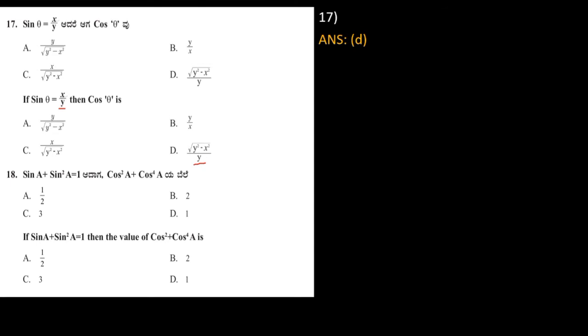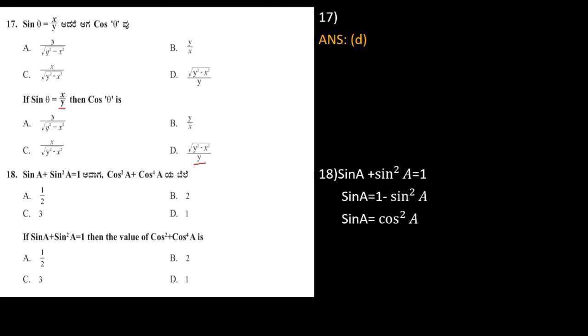18th one. If sin A plus sin square A is equal to 1, then the value of cos square A plus cos power 4 A is. Here we need to find the value of cos square A plus cos power 4 A. What they gave: sin A plus sin square A is equal to 1. I'll keep sin A on this side and send sin square A to that side. It becomes sin A is equal to 1 minus sin square A. So 1 minus sin square A is cos square A. So sin A is equal to cos square A.